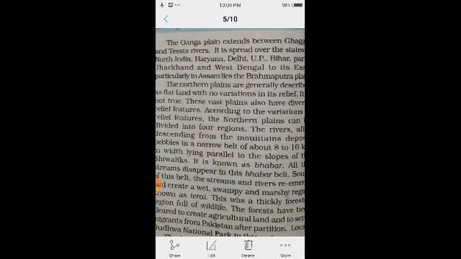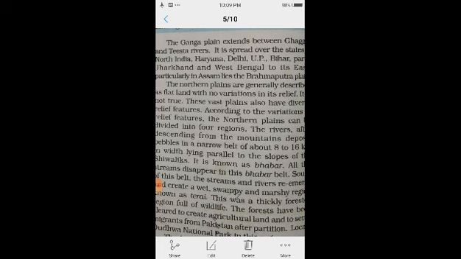Northern plains are generally described as flat. They are generally described as a flat land with no variation in its relief. Means only flat land is there and no variation, no mountain, no valleys, nothing. But these are flat plains. It is not true.